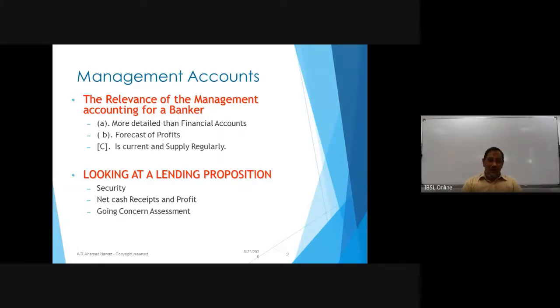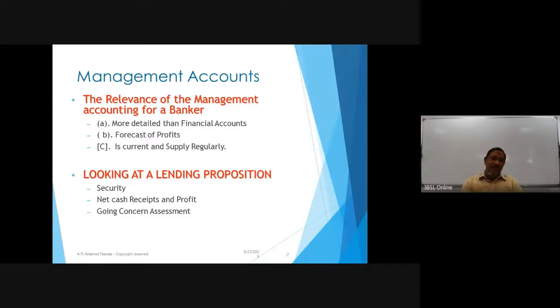When you do accounts, you may find that a trial balance is given and certain adjustment entries are given. What are these adjustment entries? They are transactions not related to the period, so you adjust them. Then comes the third step.